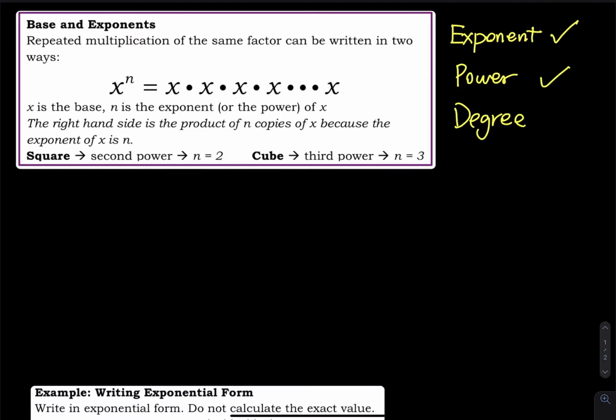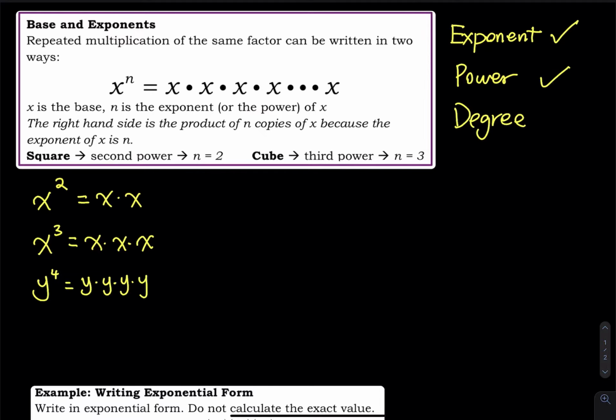use the word power. Okay, so base and exponent, repeated multiplication of the same factor can be written in two ways. So either you have a base, x is the base, and then n is the exponent. So if you think that is too much for you, let's say I have x raised to a 2. The way we read this is x raised to the second power. That means you have x multiplied by itself 2 times. If you have x raised to the third power, you have x multiplied by itself 3 times. Let's say you have y raised to the fourth power, then you multiply y by itself 4 times.